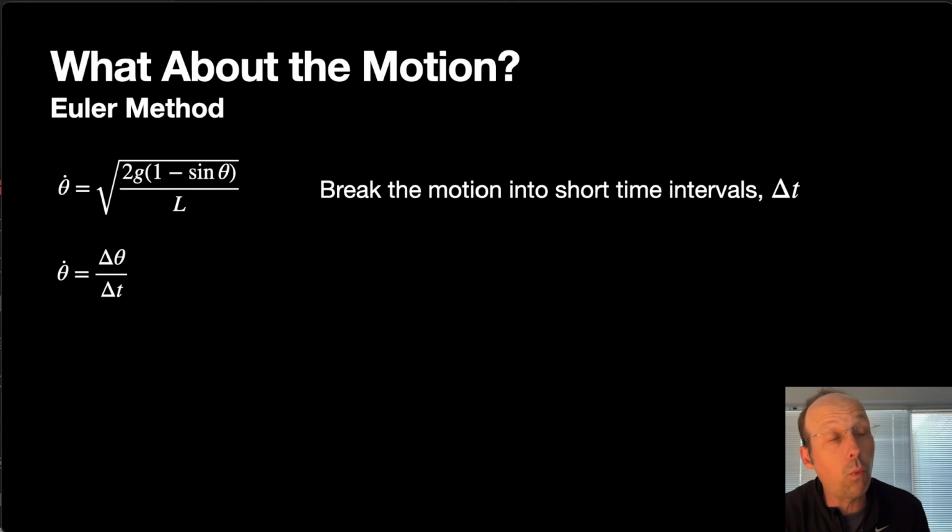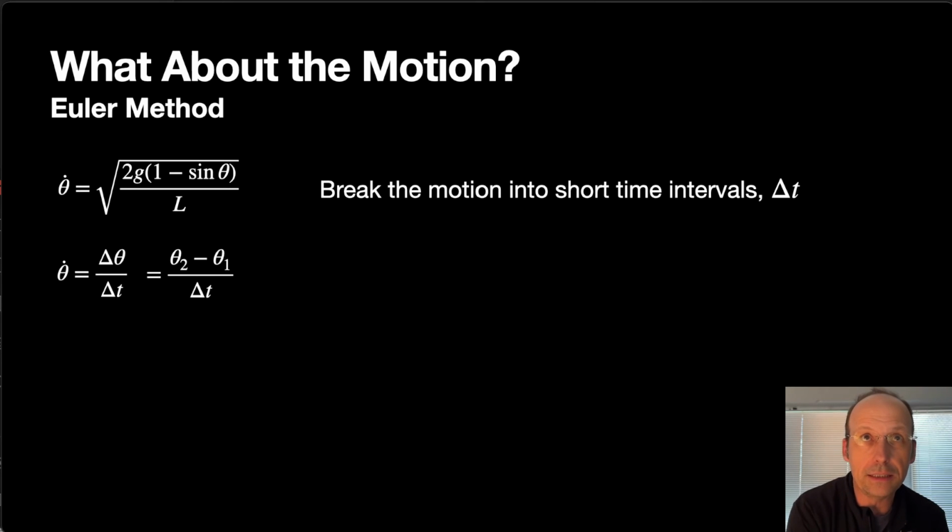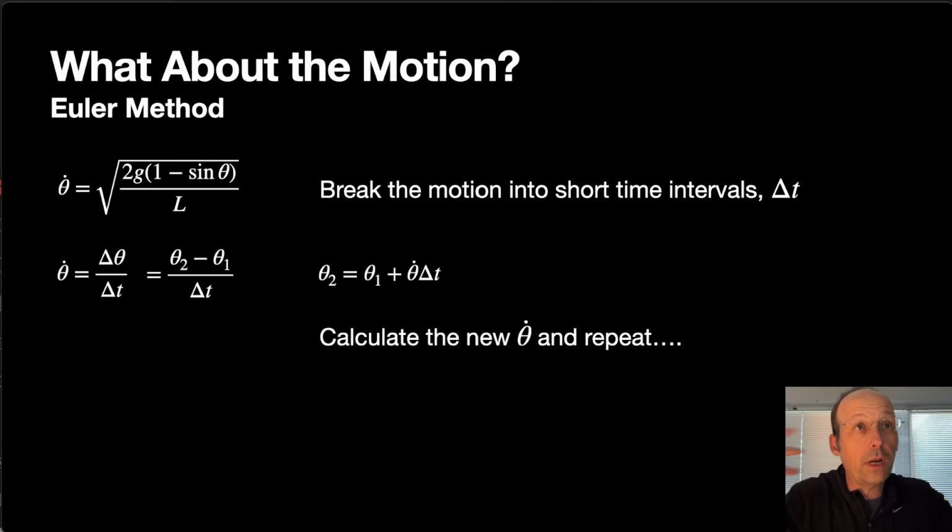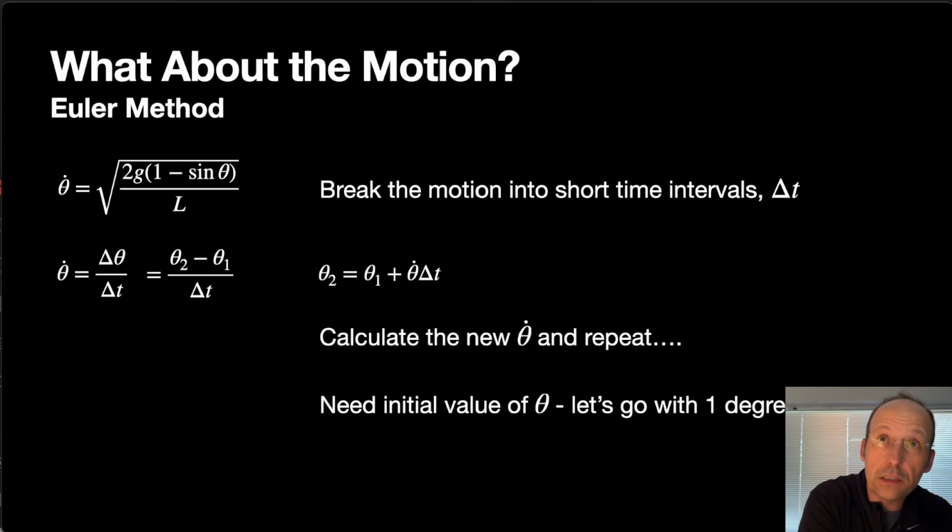And then if theta 1 is my angle at the beginning of the time interval, theta 2 is at the end, then I can write that as theta 2 minus theta 1. I can solve that for theta 2, and I get that. Theta 2 is theta 1 plus theta dot delta t. And so what I do is I just calculate theta dot. I use that to find the new theta, and then I just keep doing that forever. And you do need to start with an initial value, right? Because if I want to find the new value of theta, I have to have the first value. So let's just pick 1 degree.